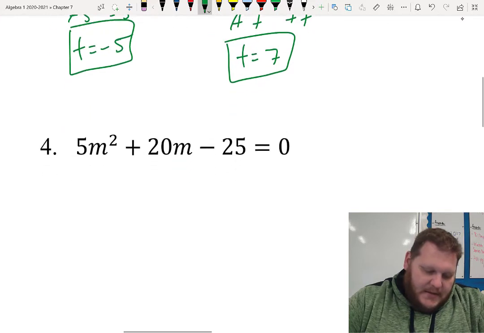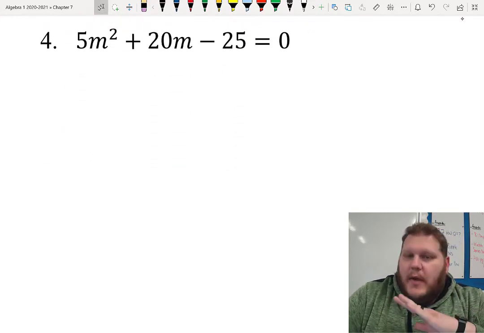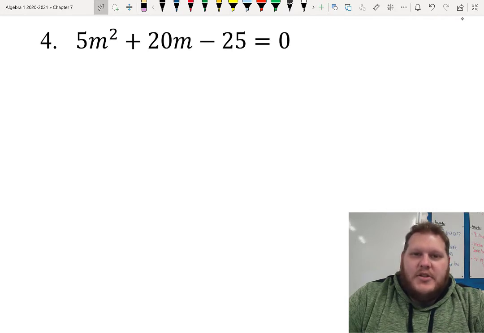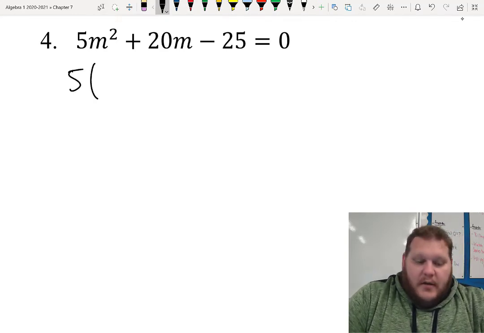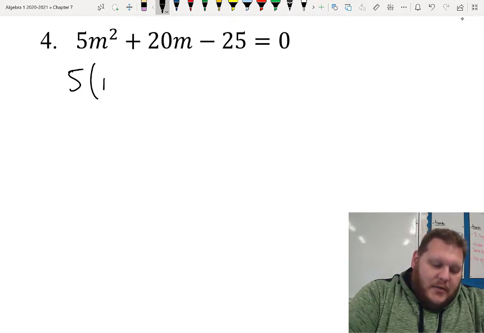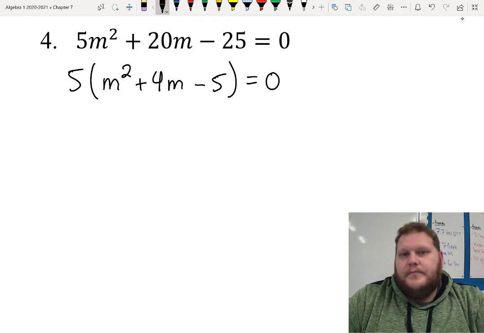Another example of that, number 4. So now, again, first thing I should be checking with every single problem, even if it's not labeled as GCF, is check for the GCF. In this case, we do have a GCF. We've got 5 is a common multiple of 5, 20, and 25. So if I factor that out, 5 times (m squared plus 4m minus 5) has to equal 0.